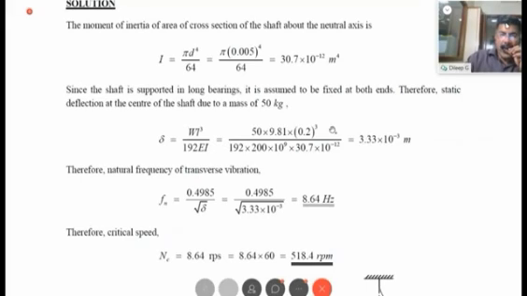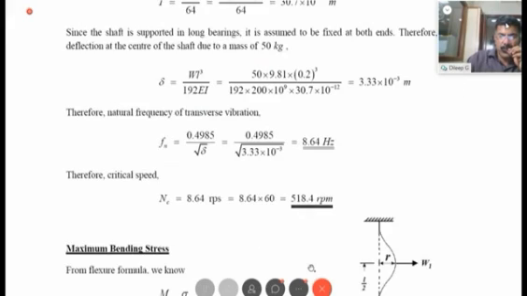I ആദ്യം കണ്ടുപിടിക്കുക, π d⁴/64 I യും കണ്ടുപിടിക്കുക. ഡെൽറ്റ കണ്ടുപിടിക്കുക. അപ്പോൾ ഡങ്കർലിസ് ഫോർമുല പ്രകാരം 0.4985/√δ, നമുക്ക് 8.64 ഹേർട്സ് എന്ന് കിട്ടും. ട്രാൻസ്വേഴ്സ് വൈബ്രേഷൻ ഫ്രീക്വൻസി ഇൻ ഹേർട്സ്, റൊട്ടേഷൻസ് പെർ സെക്കൻഡ്. അതിന് 60 വെച്ച് മൾട്ടിപ്ലൈ ചെയ്യുക, റൊട്ടേഷൻസ് പെർ മിനിറ്റിൽ കിട്ടും. അതാണ് ക്രിട്ടിക്കൽ സ്പീഡ്. ക്രിട്ടിക്കൽ സ്പീഡ് ആദ്യം കണ്ടുപിടിച്ചു.